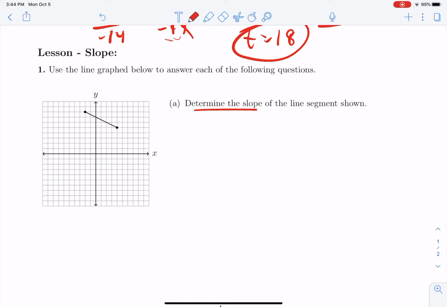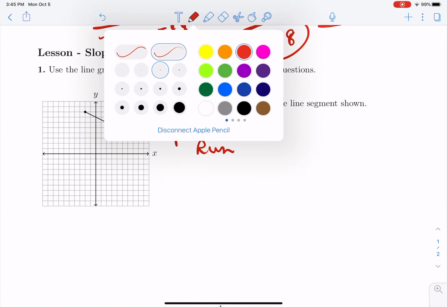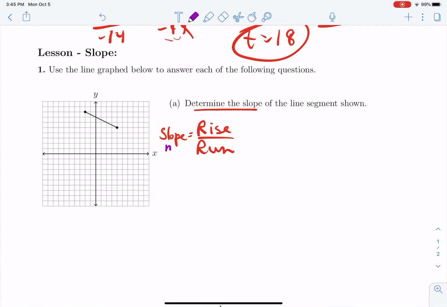One way I like to approach this problem is to think of slope as rise over run. Slope, if you remember back to Algebra 1, is often represented with the letter m. So m equals rise over run. Rise is the vertical change. Run is the horizontal change.